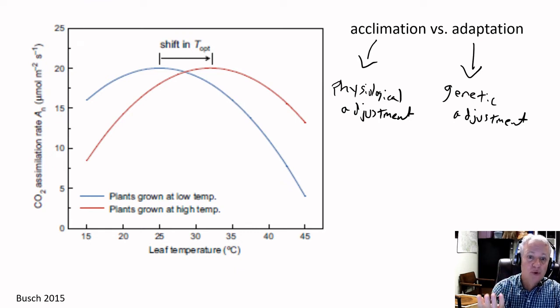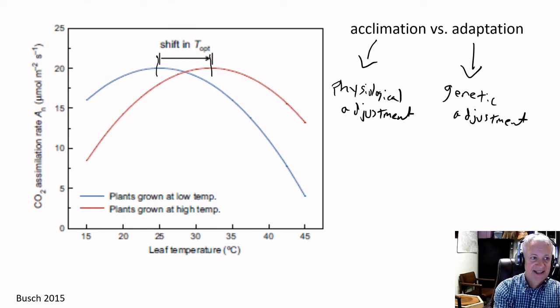So sometimes colloquially we will say, oh, I'm not adapted to this heat in Florida, when in reality you should say, I'm not acclimated to this heat in Florida. So I just want to make clear the difference between acclimation and adaptation. One is a physiological adjustment, one is a genetic adjustment. So this graph shows a change in temperature optimum for plants grown at low temperatures and plants grown at high temperatures. So that could be either an acclimation or an adaptation response.